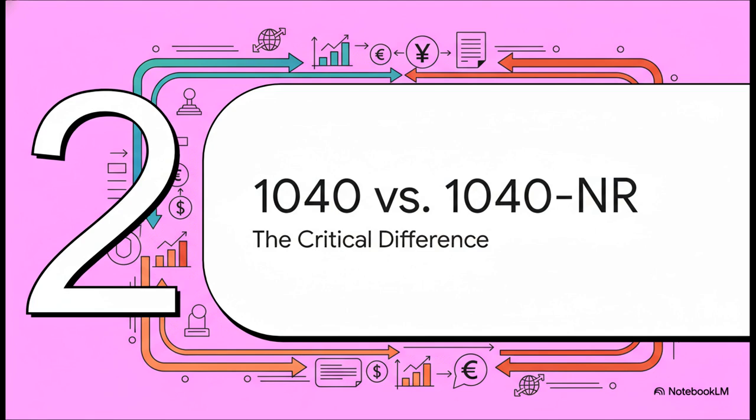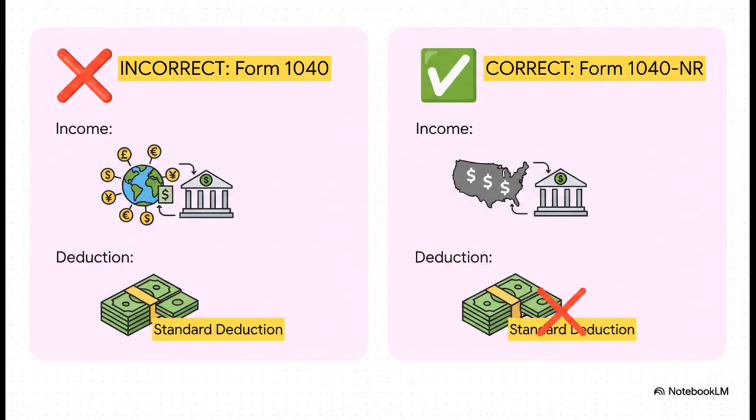Okay, so let's dig into why this form choice is so unbelievably critical. The difference between these two isn't just a number and a couple of letters. No, it's a completely different universe when it comes to how you're taxed. And this right here just lays it all out. It shows why this is so much bigger than a simple paperwork mistake. Look at this. When you file a Form 1040, you're telling the US government to tax your worldwide income, everything. But as a non-resident, you should only be taxed on your US source income. On top of that, the 1040 lets you take a huge standard deduction that, guess what, most non-residents aren't allowed to have. This one error completely flips your entire tax situation on its head.